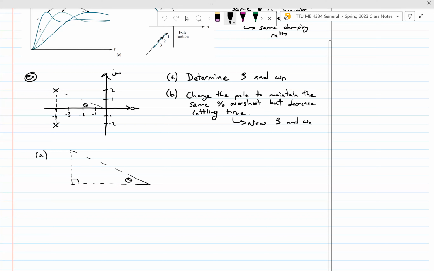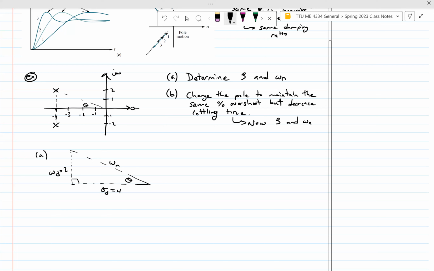Say again? Omega n is our hypotenuse here, right? Good. What are our other pieces? This is omega d, right? And the last piece? Sigma d, right? Okay. So we got a bunch of variables here. Yeah, what are they? 4 and 2. Okay, good.